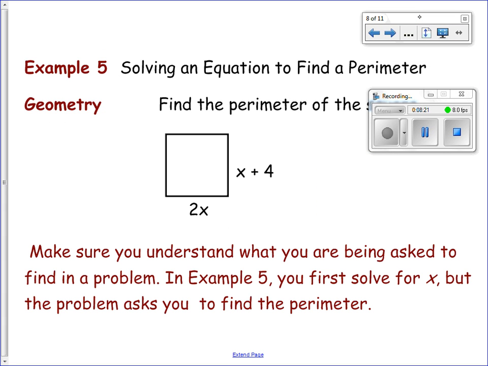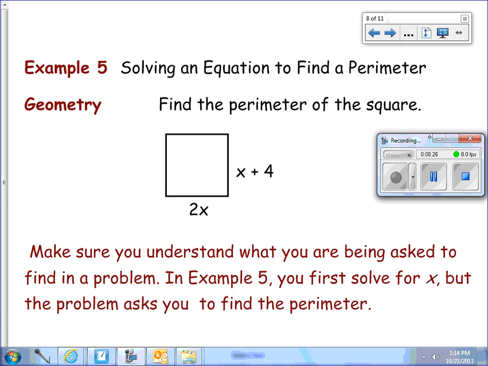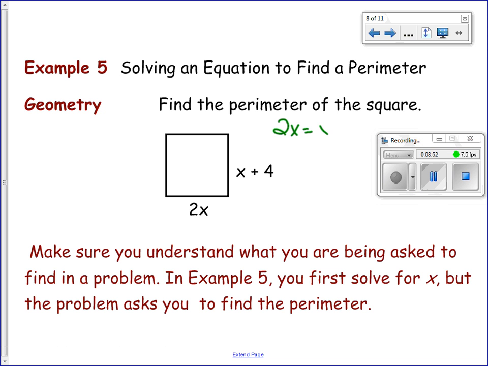In example 5, we're going to solve an equation to find the perimeter. Find the perimeter of the square. What do you know about a square and the sides? They are all the same. So in order to determine what x is, each of these sides are equal. Since the clue is that it is a square and all the sides are the same, you would set up 2x is equal to x plus 4. I would subtract an x on each side. X is equal to 4.